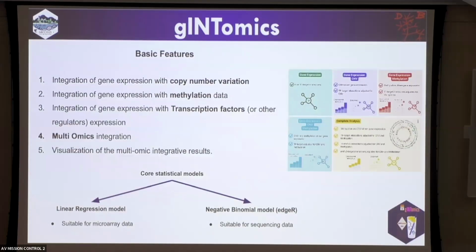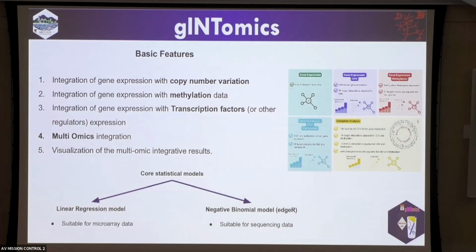So these are the basic features of our package, where first of all, we give the user the possibility to integrate, for example, genomic alterations such as copy number variations or methylation with gene expression data, and also to integrate other regulators, such as the information about the correlation between the expression of transcription factors or microRNA with target gene expression. And finally, we also provide the so-called multiomics integration, where all the previous integrations are performed together. And the last, but one of the most important parts of the package is the visualization of the results. In fact, we provide a comprehensive Shiny app to dig inside the results of our models.